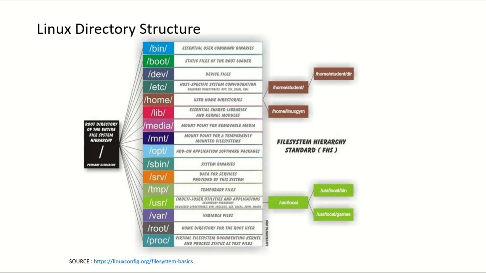Most of the programs are found under bin and sbin. Any additional software that you install is likely to be in the opt directory. The etc directory is very important. That includes host-specific system configuration. Tmp will contain the temporary files. The user directory contains folders of the other users of that system.